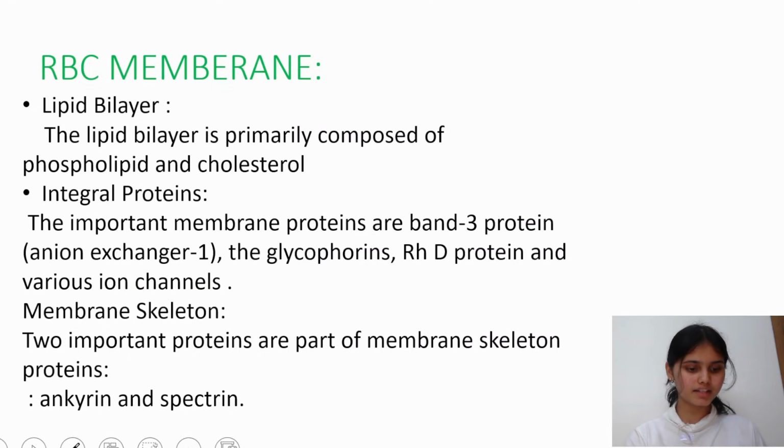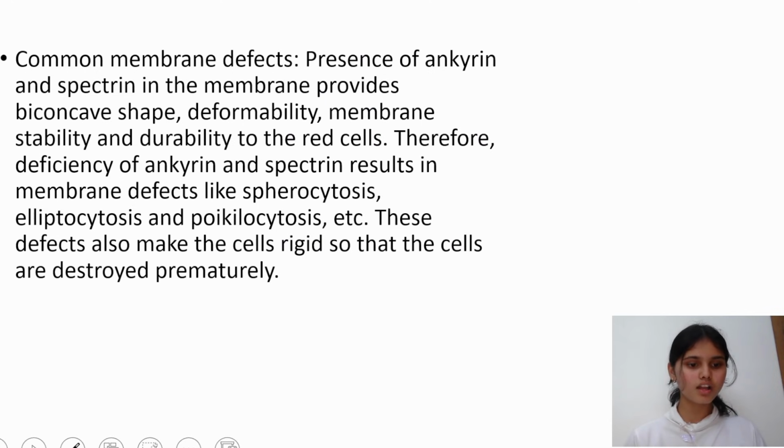Now, in the membrane skeleton, the two important proteins are ankyrin and spectrin. These are the common membrane defects, as I already told you. The presence of ankyrin and spectrin in the membrane provides the biconcave shape and its deformability, so it is not easily going to break down.